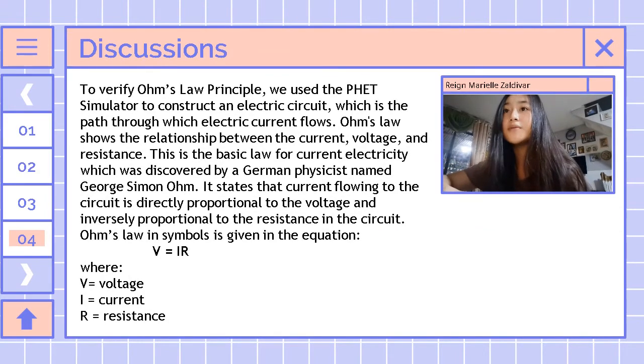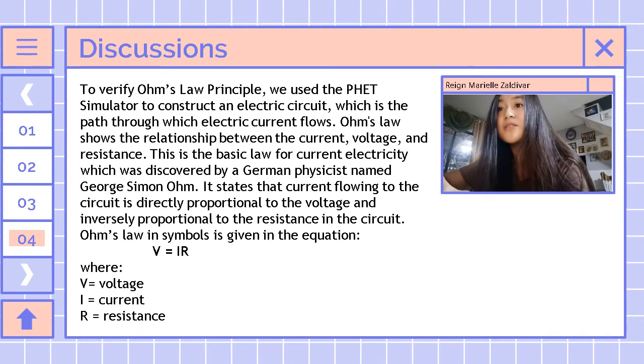To verify Ohm's law principle, we use the PhET simulator to construct an electric circuit, which is the path through which electric current flows. Ohm's law shows the relationship between the current, voltage, and the resistance. This is the basic law for current electricity, which was discovered by a German physicist named Georg Simon Ohm. It states that current flowing to the circuit is directly proportional to the voltage and inversely proportional to the resistance in the circuit.